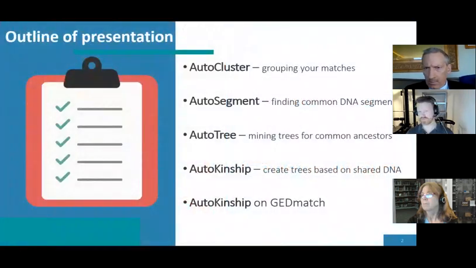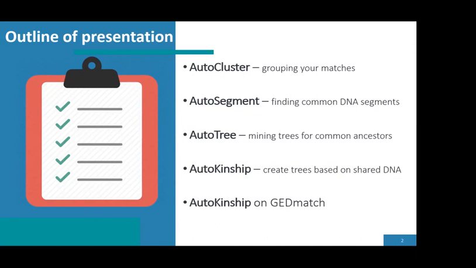Genetic Affairs. This is the outline of the complete presentation. It's actually partitioned into 5 parts. We'll first discuss the AutoCluster tool, which can be used to cluster your DNA matches based on shared matches. Next, another tool which might be quite relevant because of the excellent talk of Alec about the whole segment-based analysis, the AutoSegment. In the third part of the presentation, I will be reviewing the AutoTree tool, which is used to find common ancestors in trees that are shared by DNA matches. And our last tool is AutoKinship, which can create trees based on shared DNA between DNA matches.